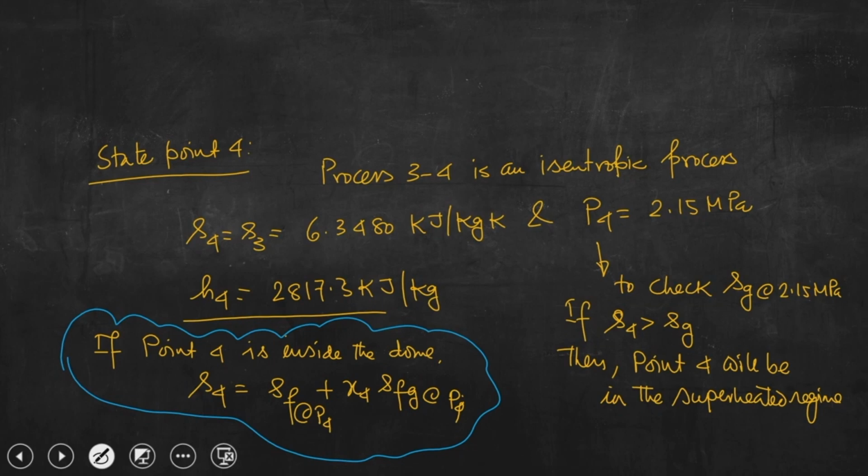H4 will be equal to Hf at P4 plus X4 into Hfg. Now, we have already calculated X4. So, this is the way by which we can calculate the enthalpy at state point 4.